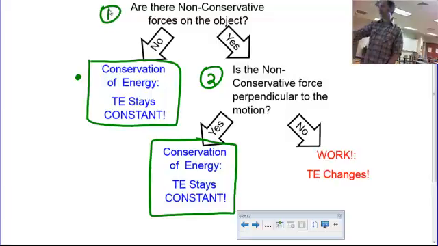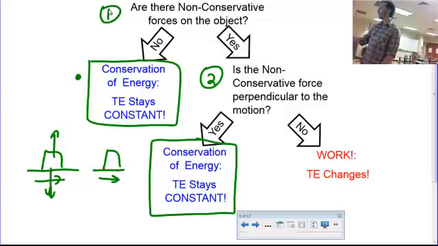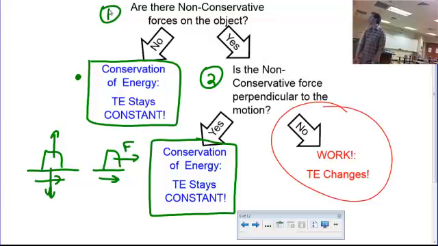Because remember, if you've got your object moving along with some velocity, and your forces are perpendicular, then they don't actually do work. So it's still a conservation of energy problem. But if, on the other hand, you've got an object sliding along and you've got a force that is not perpendicular, then that's when you've got a work problem.